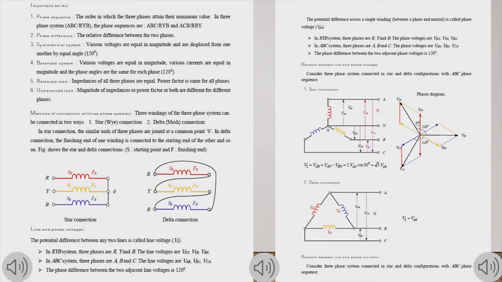Relation between line and phase voltages. Consider a three-phase system connected in star and delta configuration with ABC phase sequence. Star connection: VL = VAB = VAN − VBN = 2 × VPH cos 30° = √3 VPH. Delta connection: VL = VPH.